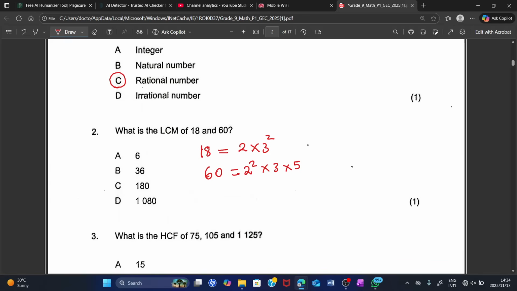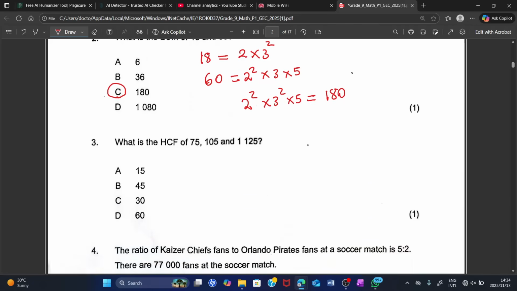Okay, so what is the LCM in this one? You can see, the LCM is going to be 2 squared multiplied by 3 squared, multiplied by 5. And then when you press your calculator, this is going to give you 180. Yes, so the answer is C for question 2. The answer is C. All right.